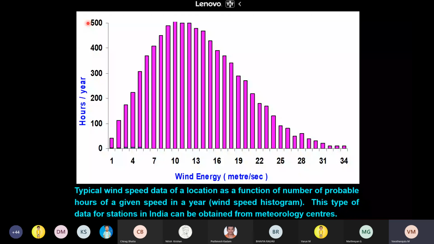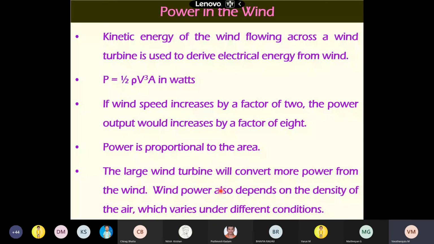And the power calculation: power in the wind, the kinetic energy of the wind flowing across the wind turbine, is used to derive electrical energy from the wind. It can be calculated with half rho v cube into A, in watts. The unit would be in watts. If the wind speed increases by a factor of 2, the power output would increase by a factor of 8. And the power is proportional to the area. Large wind turbines will convert more power from the wind.